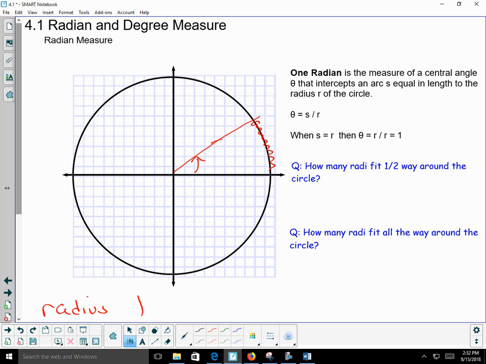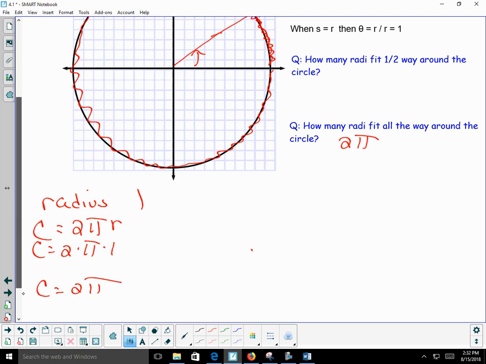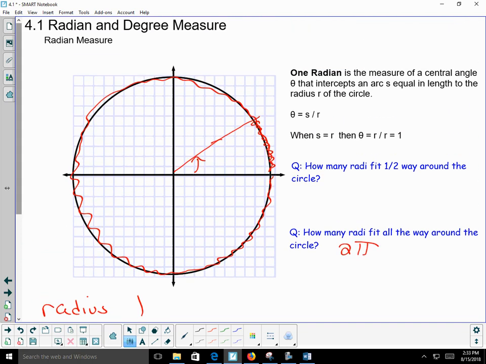So if I went all the way around the circle, that's going to be what I call 2 pi, because that would be the circumference of my circle. If I start here and only go halfway around the circle, it's going to be half of that 2 pi, so it's just going to be 1 pi. Now let's see if we can think. It's not written here, but let's think a little bit.